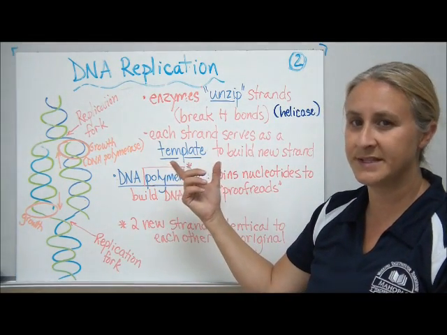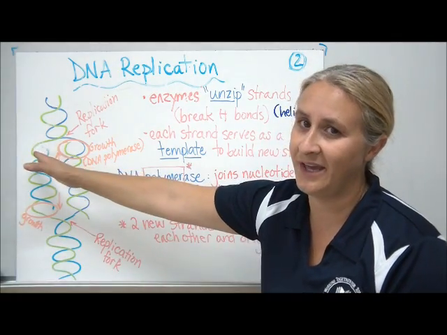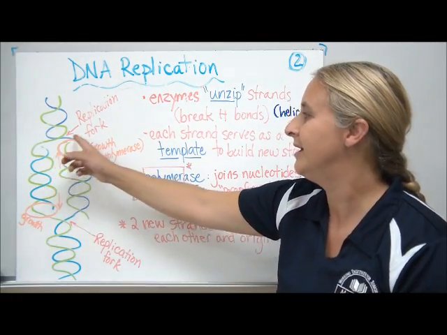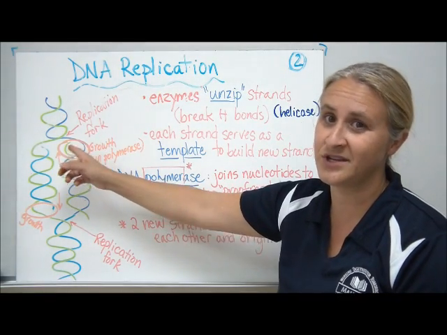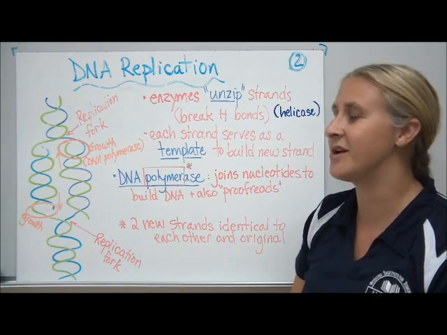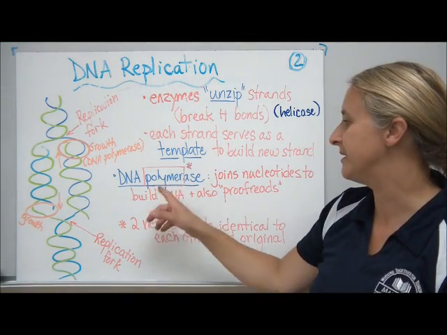Remember we said before that the template is a guide. So one strand may have an A. We know that when we're making the second strand off of it, it should have a T. The opposite side had a T, which now we're going to pair an A. So we're going to be building complementary strands to each other. In the end, we'll have two identical strands.